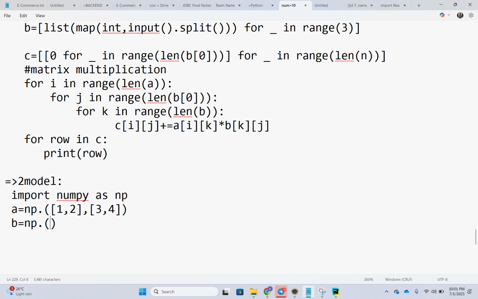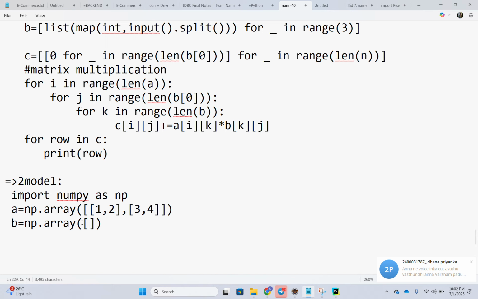Sorry, I have to write np dot array. This is the main one. I had forgotten it. np dot array, then followed by what you have to write. It is a nested list. So make sure that you are aware of this list.